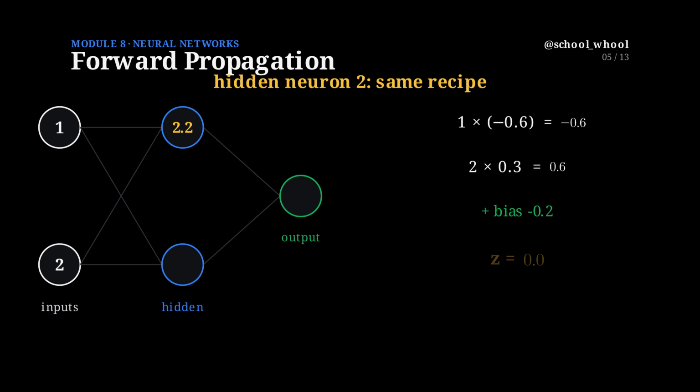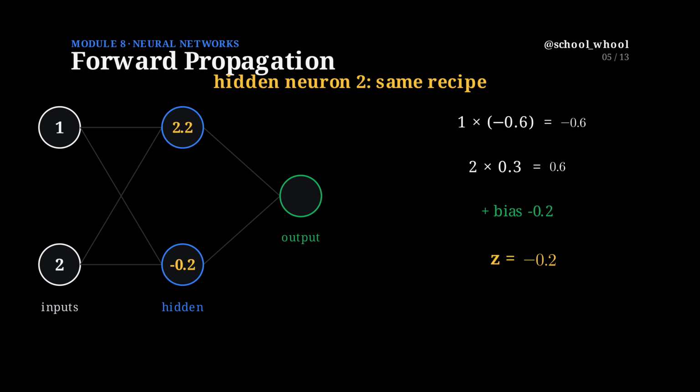The bottom hidden neuron works the same way, but with its own weights. 1 times minus 0.6 is minus 0.6. 2 times 0.3 is 0.6. Add its bias of minus 0.2. Those cancel out and the total lands on minus 0.2. 2 inputs, 2 hidden neurons, 2 Z values, computed, not guessed.